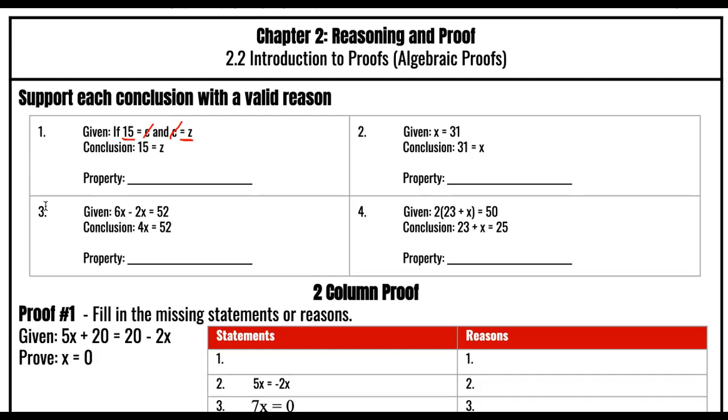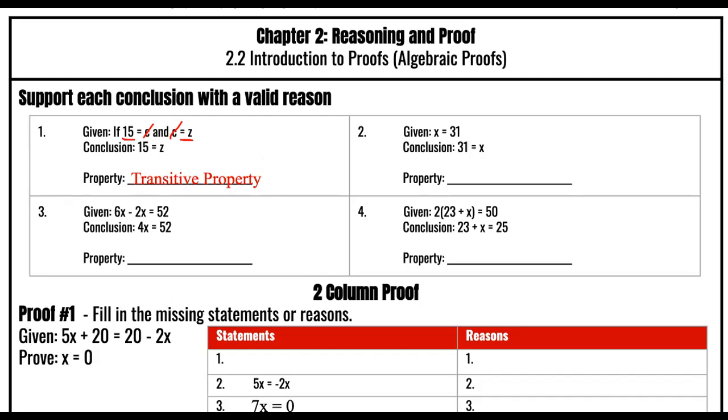The justification for that is the transitive property. Remember that from the 2.2 guided notes. Transitive property addresses this occurrence, okay?